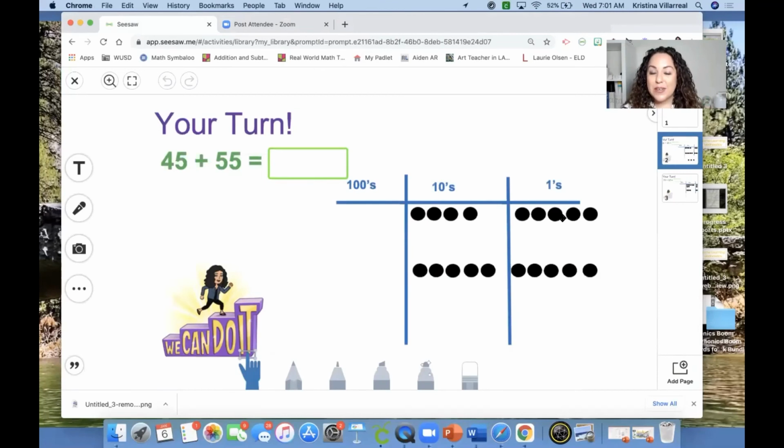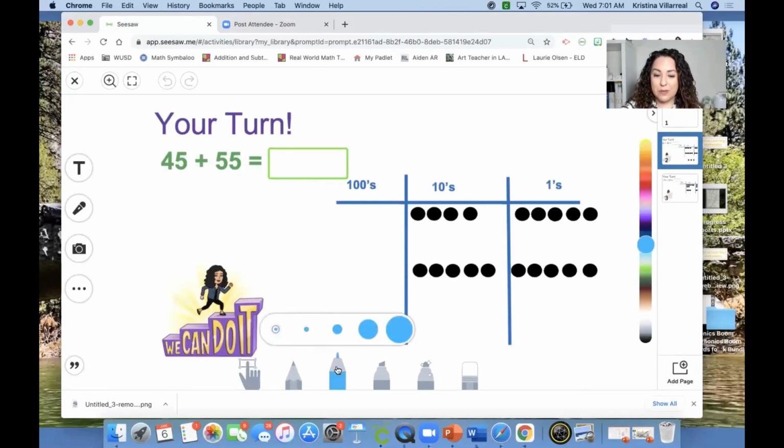Okay, so on Seesaw, what I want you to do is you have two problems. The first one is 45 plus 55. I'm going to do this with you, and spoiler alert, we have double bundles today. So right here in my ones, I'm going to use my pencil tool, and remember, I'm going to use the smallest one because I think that's the easiest one to work with, and I'm going to make my bundle. So here we go. Here's my bundle, and you're going to do this in Seesaw too. I'm going to make my bundle of 10.